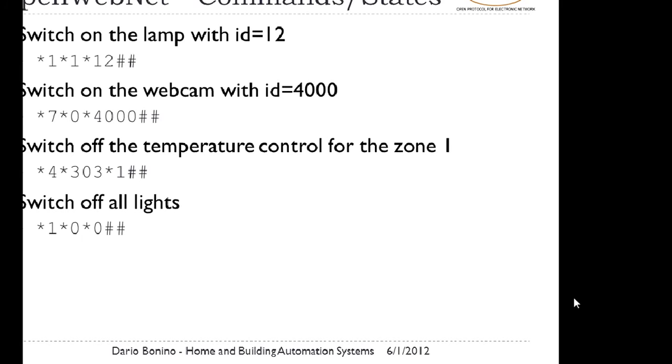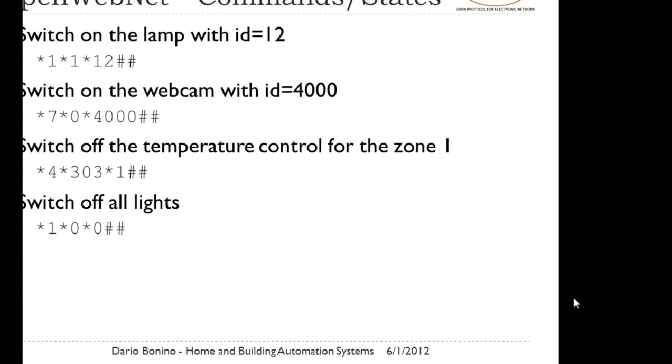If we want to switch off the temperature control, this is different, because for example off is 303, okay, completely different. And 1 in that case means zone 1, because the temperature is working by zones, not by addresses. So a slight variation on the message composition.